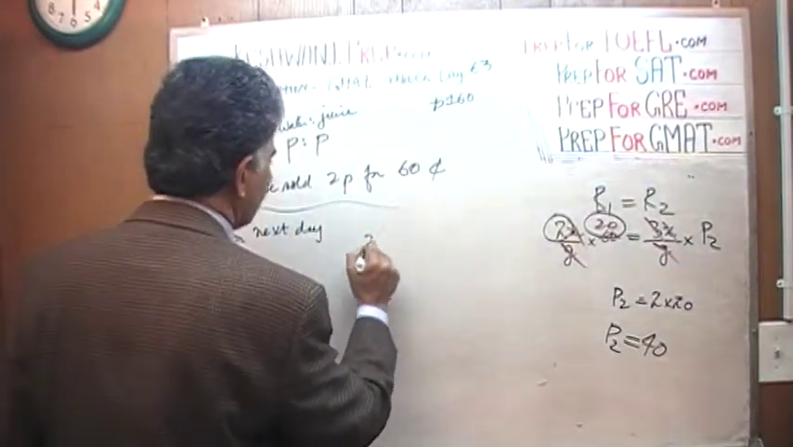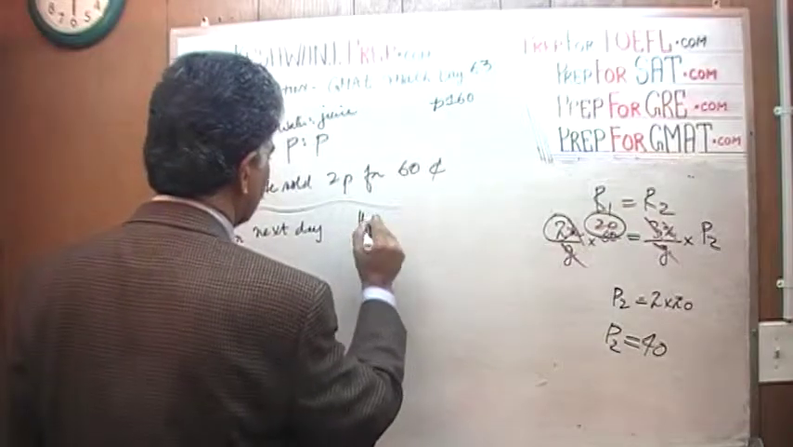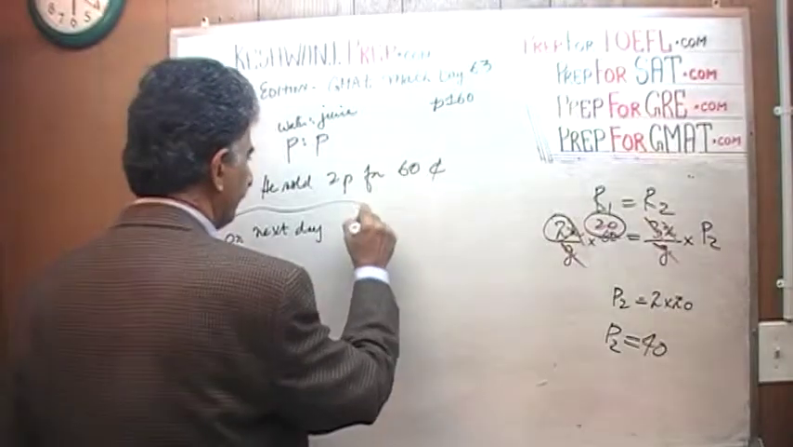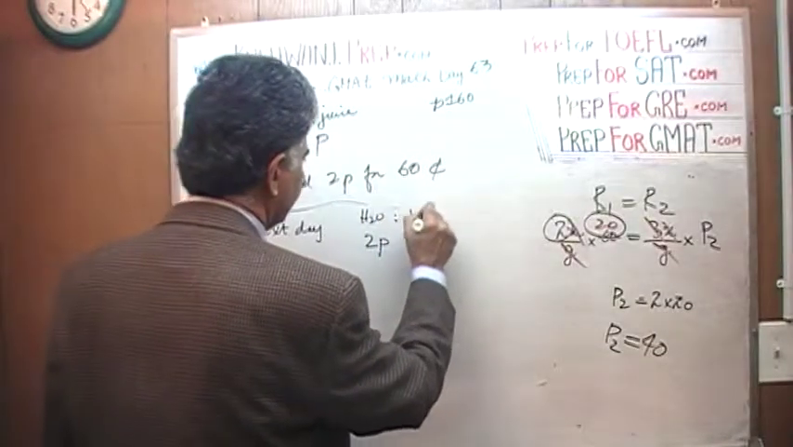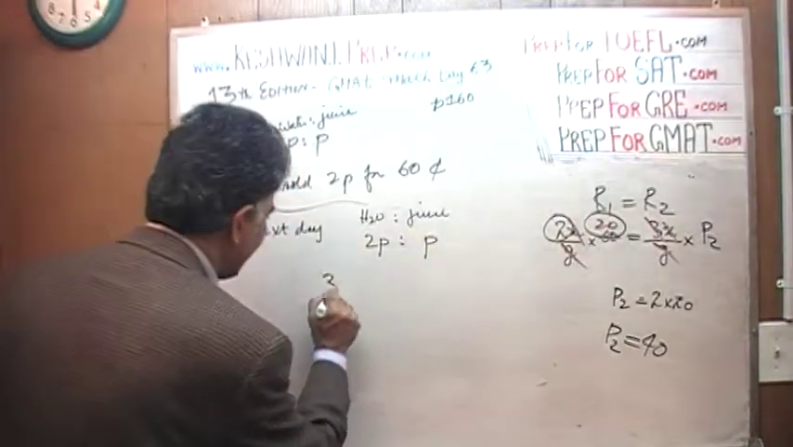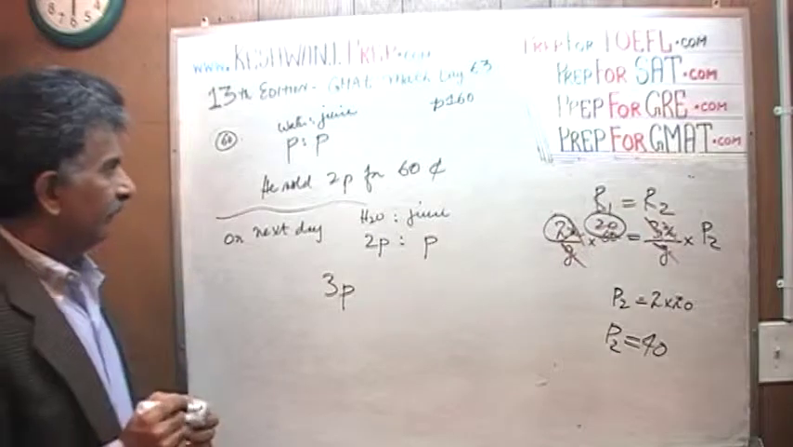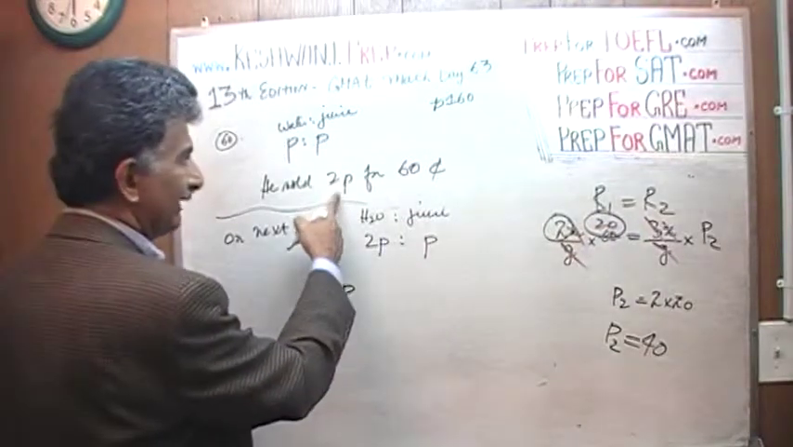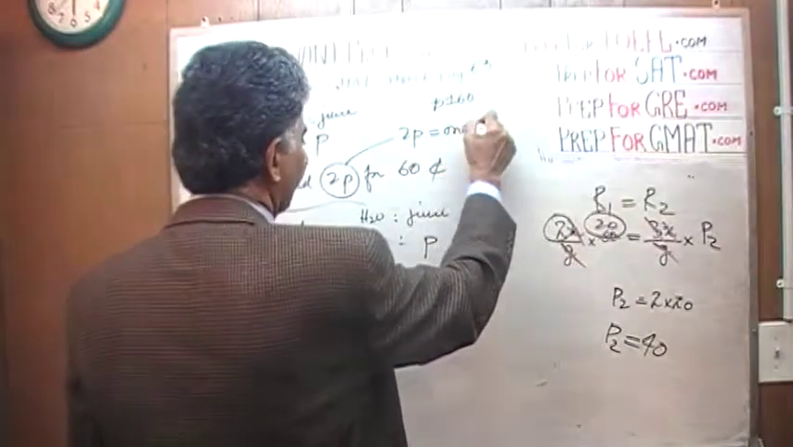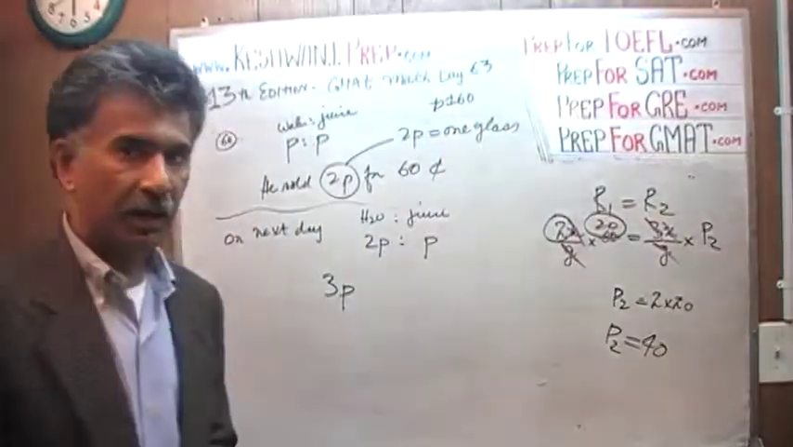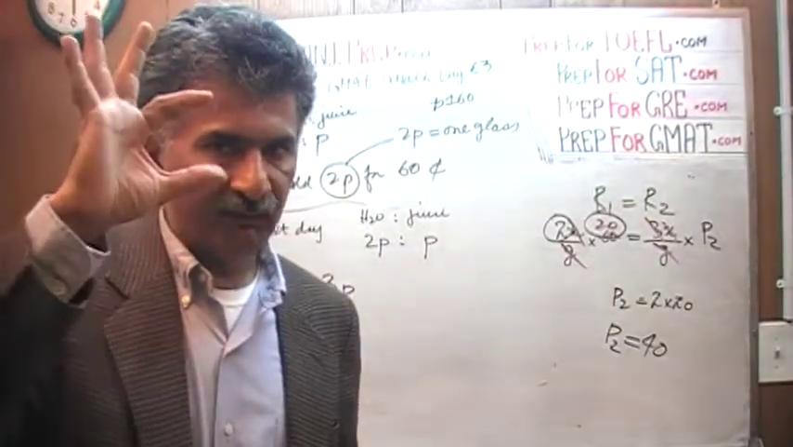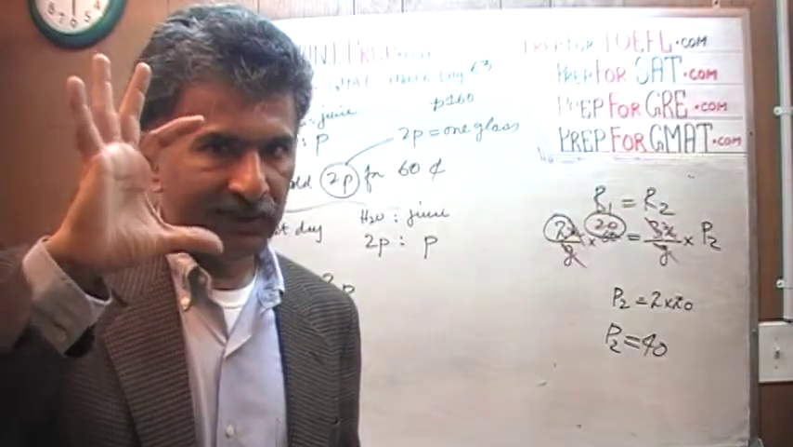On the next day, he will have 2 parts water and 1 part juice. That's 3 parts. Now, if he sold 2 parts for 60 cents, 2 parts equals 1 glass. We have to understand that this 2 parts equals 1 glass. As I explained before, I was pretending in my mind that he only sold 1 glass, which means half a glass was orange juice, half a glass was water, 2 parts equal 1 glass.